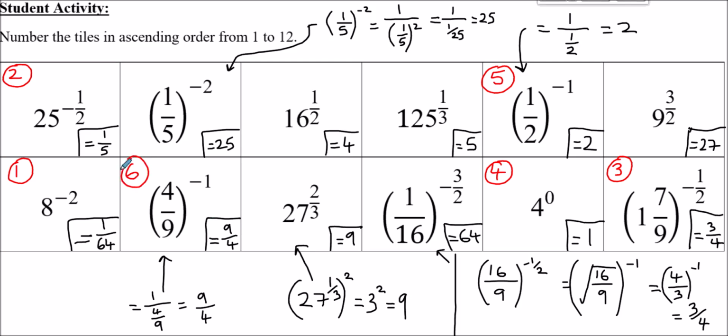A bit bigger than 9 over 4. Number 7, we have 16 to the half. After number 7, we have this one, which is equal to 5. The ninth one is 27 to the 2/3. The 10th one we have would be this one over here, which is 25. Slightly bigger than 25 is 27, so this tile is number 11. And the last one, the biggest one, is 1 over 16 to the power -3 over 2, which is 64. So that's the numbering you should have got yourselves.